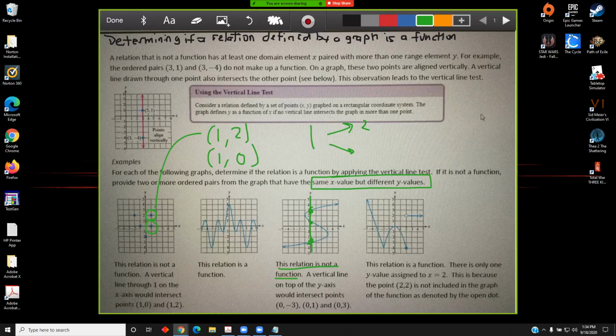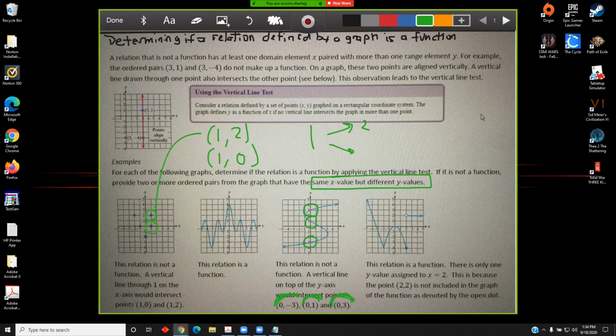What are the 3 points that are atop one another? What are the 3 points that have the same x value but different y values? Well, they would be this one, and this one. The top one has coordinates (0, 3). The middle one has coordinates (0, 1). And the bottom one has coordinates (0, -3). All the x's are the same, but the y's are different.